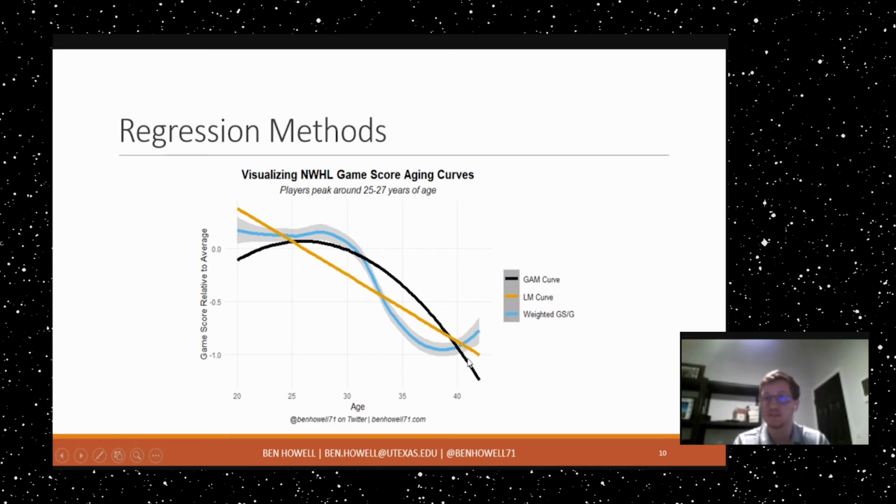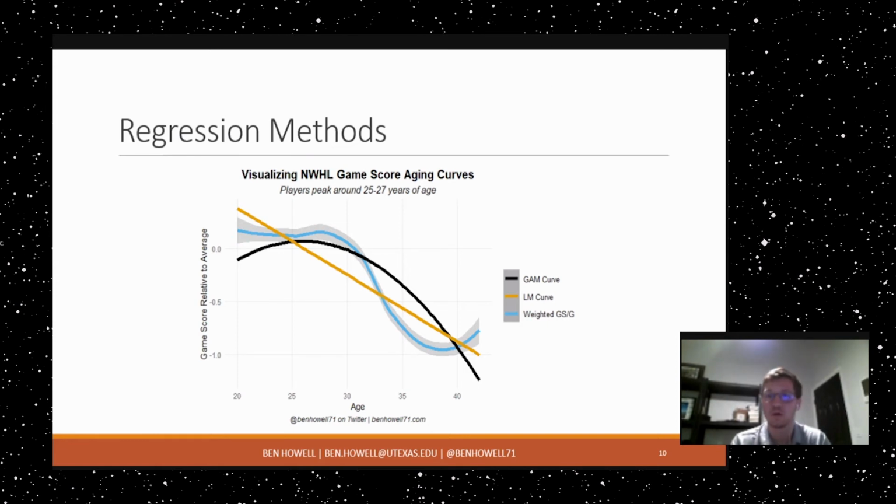All it's really telling us is that players decrease in game score as they get older. It's not really telling us who improves or how much that decreases. So it's not super helpful, but I wanted to throw it in there just as a counter to some of the other stuff I was doing. But the most interesting curve is going to be the GAM curve in black here, where young players, about 20-year-olds, tend to perform close to average. Maybe not quite there, but certainly good enough to warrant another look.